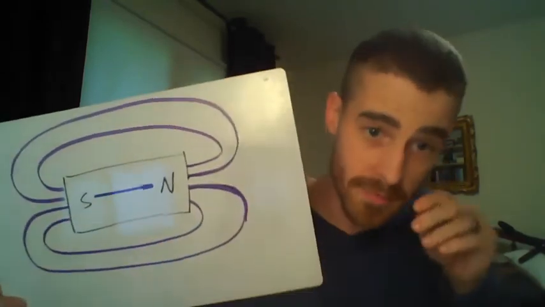Now these loops do have a direction. We say that it points away from the north pole. Outside of a magnet, it points away from the north pole and towards the south pole. So that's going to look something like this.